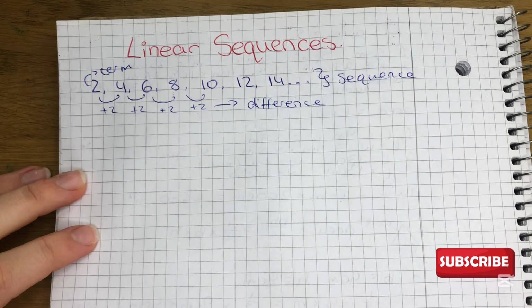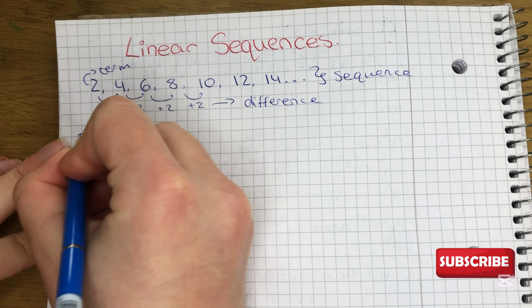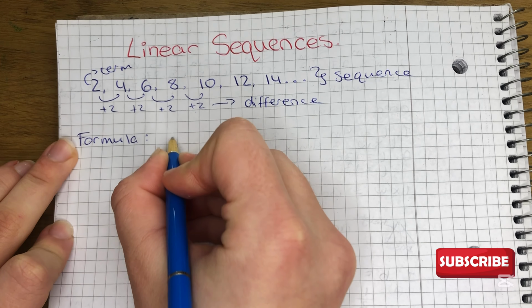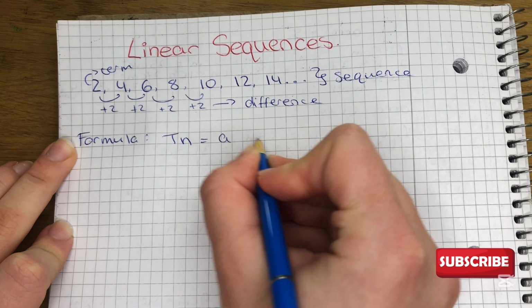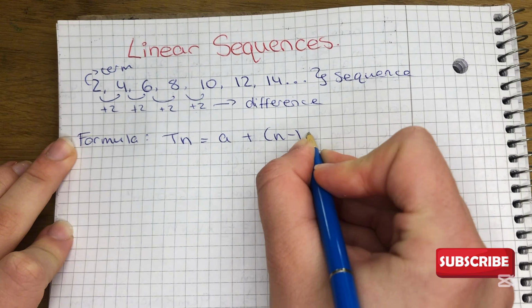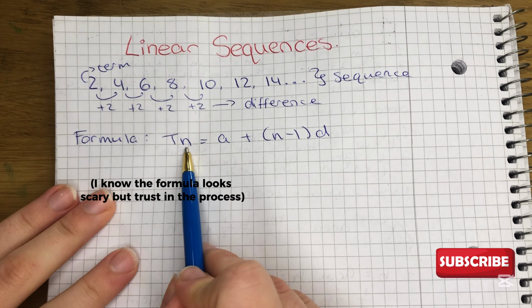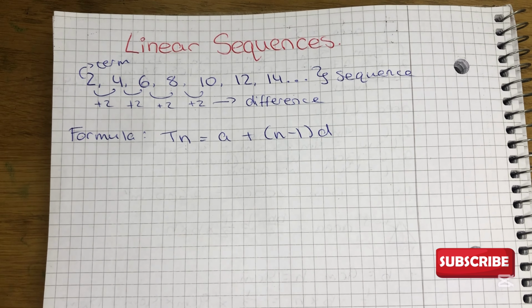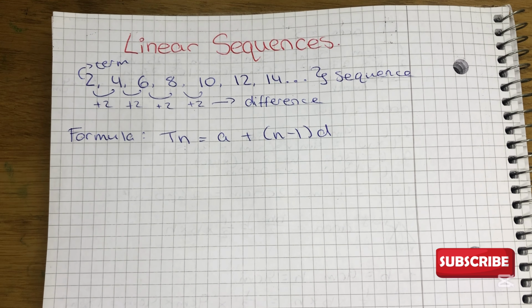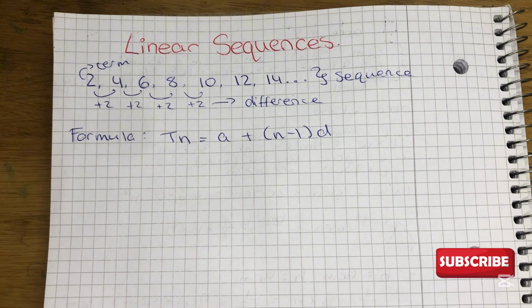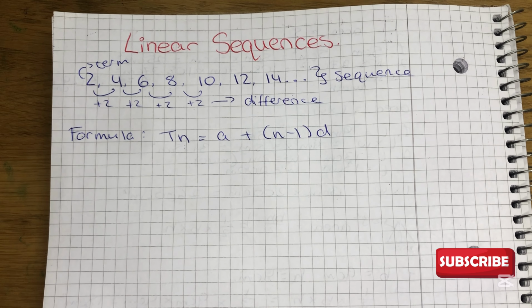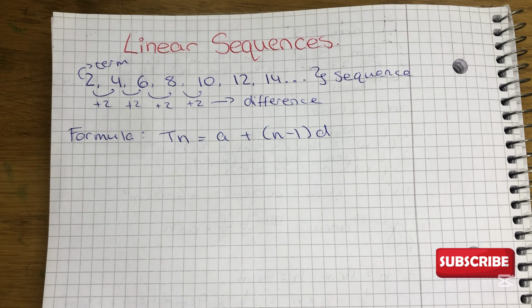With these sequences, there is a formula to keep in mind. So the formula is Tn equals A plus n take 1 d. Tn is a term that you are going to constantly hear about when you are discovering sequences. Typically, they will ask you a question like, okay, here is a pattern. Now I want you to find the 50th term in this pattern.